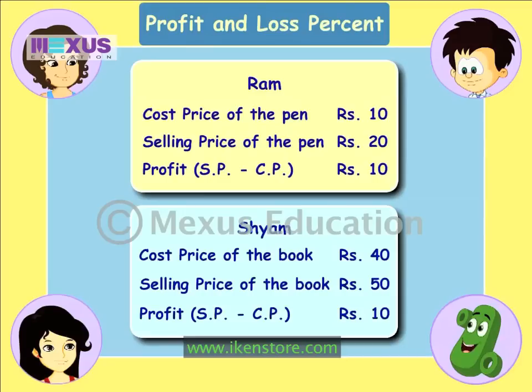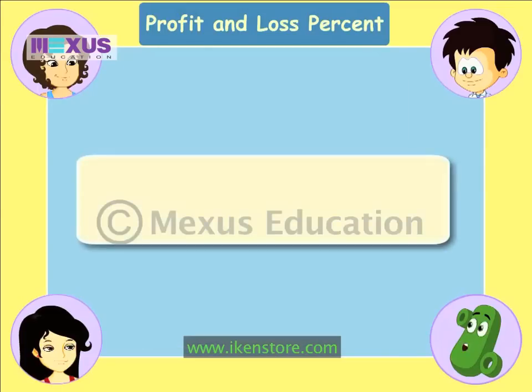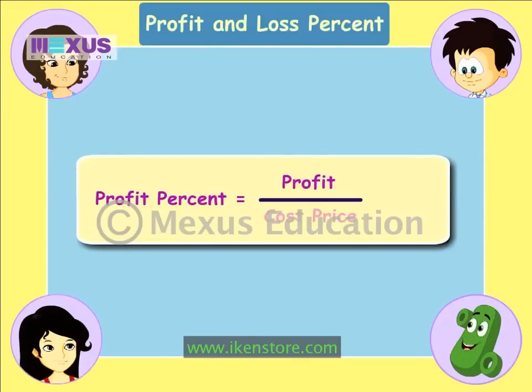Even though the actual profit for both of them is rupees 10, for one person, the profit is a bigger part of the cost price than the other. That person has made a bigger profit. We calculate this profit as percentage of the cost price. Let's calculate profit percent for Ram and Shyam, and then you'll understand it better. To calculate profit percent, you divide the profit by the cost price and multiply it by 100.